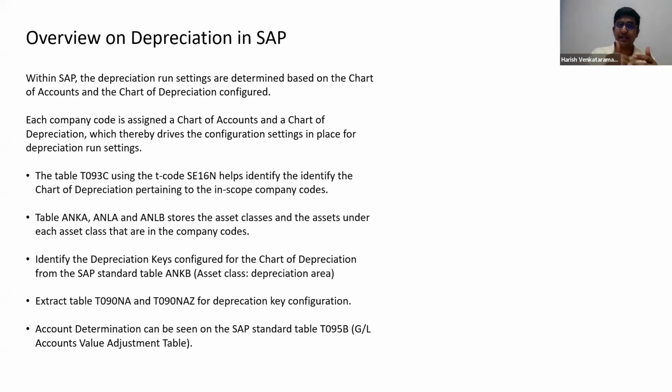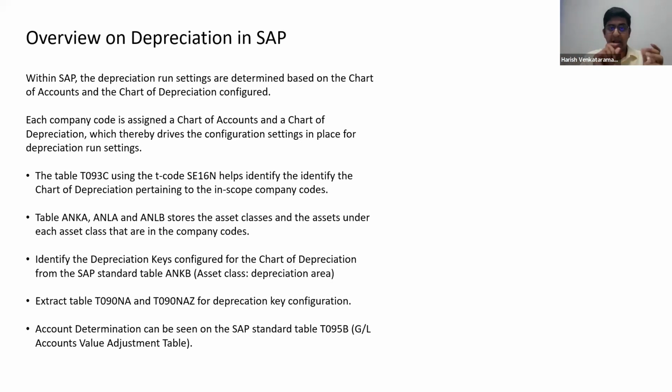But as an auditor, what we can do is first use the transaction or table T093C to understand which chart of depreciation the company codes pertain to. And there are four tables that are very much relevant: ANKA, ANKB, ANLA and ANLB. All these tables basically contain your assets, your asset classes, what your assets are tagged to in terms of depreciation, and how your depreciation key is configured, and what the depreciation key configuration itself is.